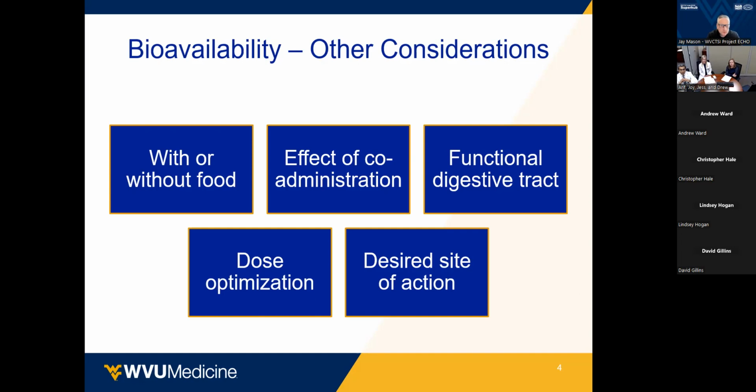And lastly is desired site of action. This is a really key point. I'll only bring it up here, but a good example is Macrobid, a drug that's highly bioavailable, but only really concentrates in the bladder. And so we wouldn't use it for any other systemic infection, for example. This is also something we keep in mind with IV antimicrobials as well.